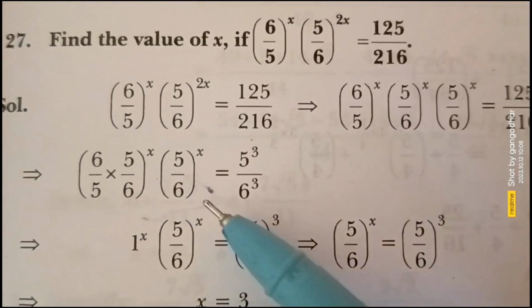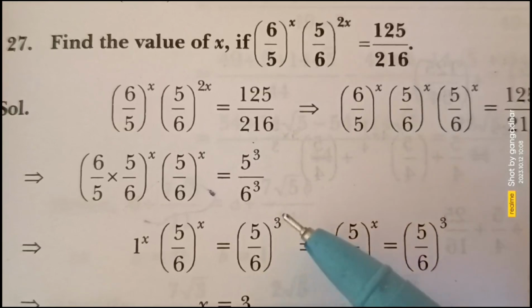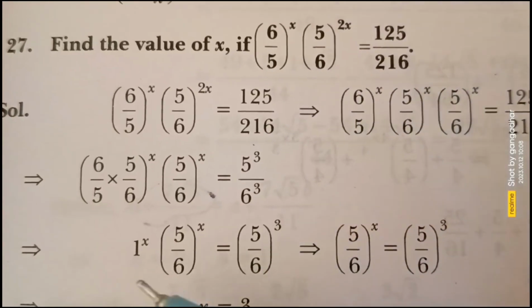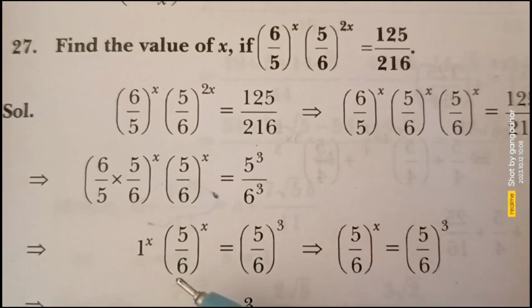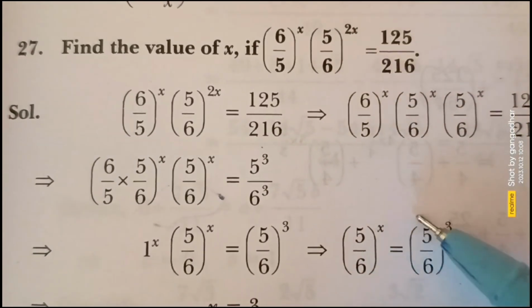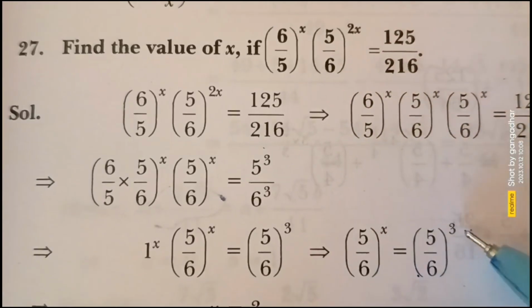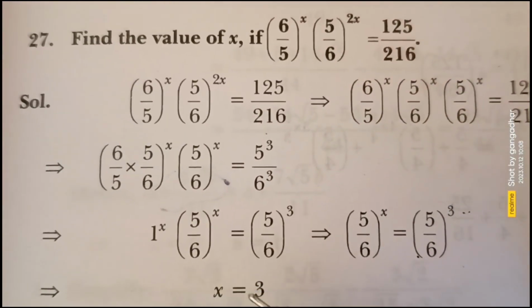(5/6)^x is equal to (5/6) whole cube, because it contains one term. (5/6)^x is equal to (5/6)^3. Comparing this, we get x is equal to 3. In this, x is equal to 3, we get the answer.